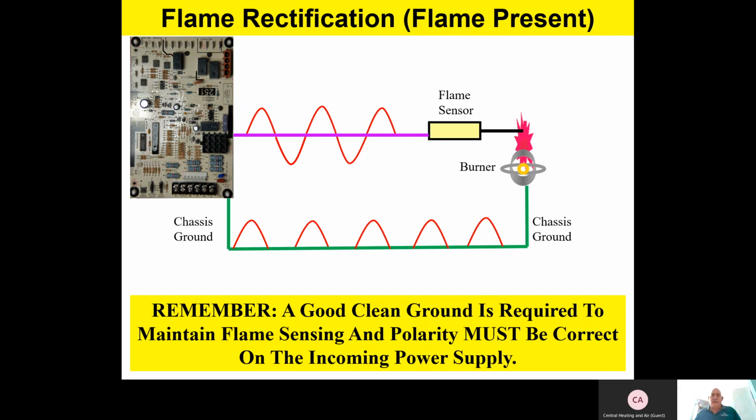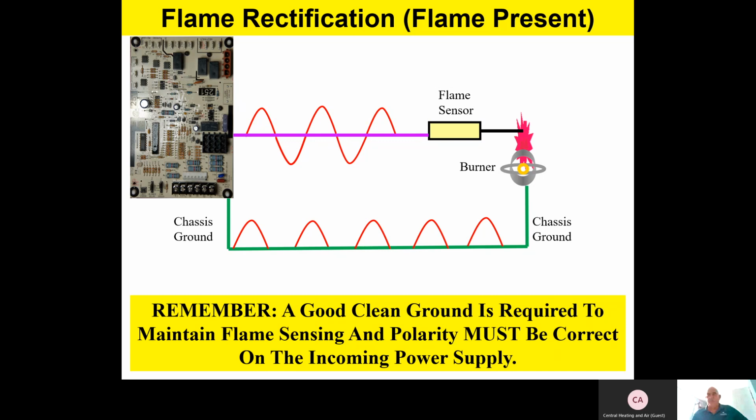Now remember, I know I said it before, but let me stress it one more time. A good, solid, clean ground is required to maintain flame sensing, and polarity has to be correct as well. In other words, the power coming into the furnace, you've got a black wire and a white wire, a hot and a neutral. If those are backwards, if the power is hooked up backwards, it's going to affect the flame sensing circuitry. It's not going to burn anything up. As a matter of fact, a lot of times the furnace will start up and run for maybe 7 or 8 seconds and then lock out on no flame sensing. So it's important the polarity is proper as well.